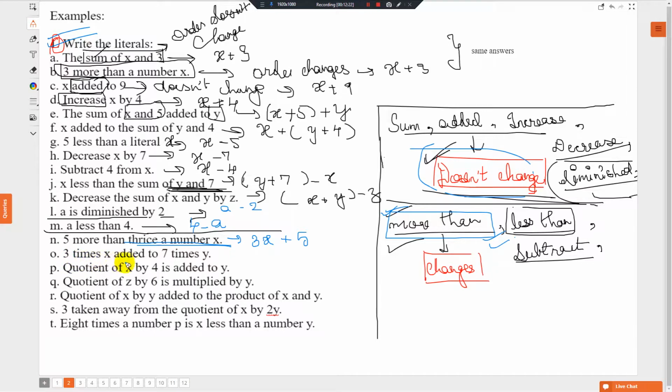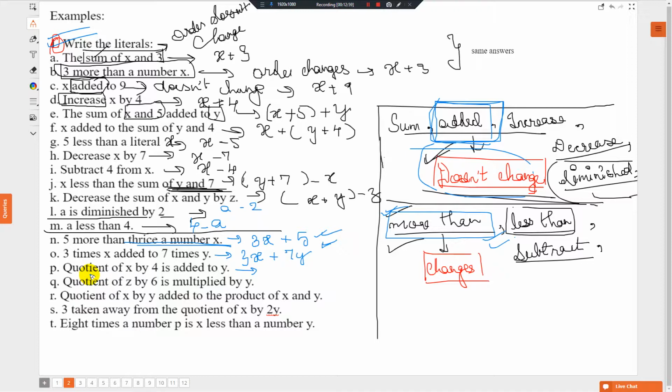Now when 3 times x added to 7 times y, in that case 3 times x will be 3x, right? Added, it does not change. It came added here. Added means it does not change, right? So in that case 3 times x will be 3x. Added means plus. 7 times y. For the algebraic expressions it is very easy, right?